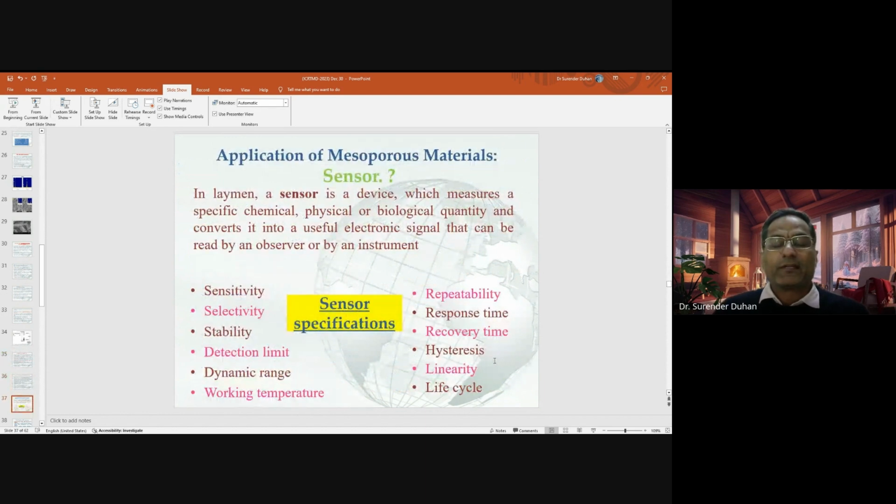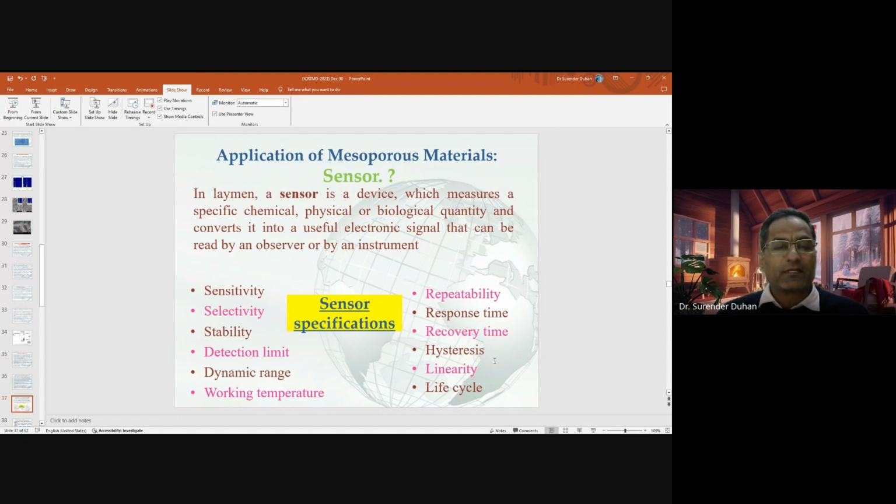Application of mesoporous materials, for example, sensors: humidity sensor, gas sensor, temperature sensor. There are various types of sensors. In layman's terms, a sensor is a device which measures a specific chemical, physical, or biological quantity and converts it into a useful electronic signal that can be read by an observer or by an instrument.